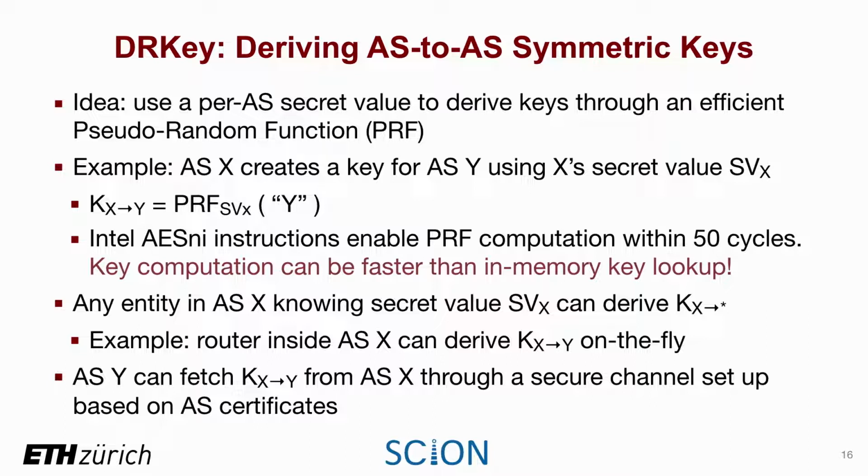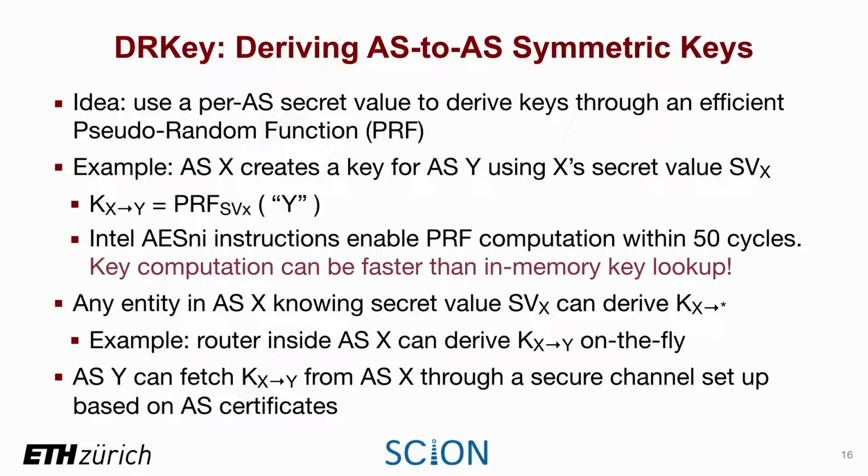So now consider any entity in ASX that knows the secret value X can now derive any key for any other autonomous system on the fly. So imagine the router inside ASX. It needs to now create a key for ASY to verify, say, an SCMP message, which is the SCION control message protocol. So we can now derive a key X to Y on the fly, as we have shown on this slide. And now the question, though, is how can the destination now obtain this key? Because the destination does not know the secret value X.